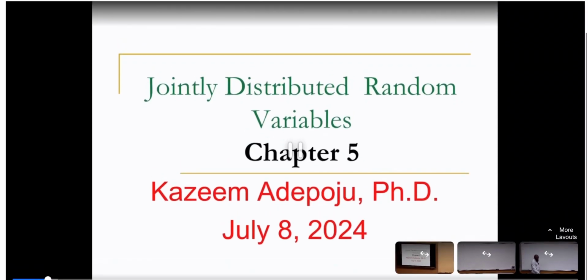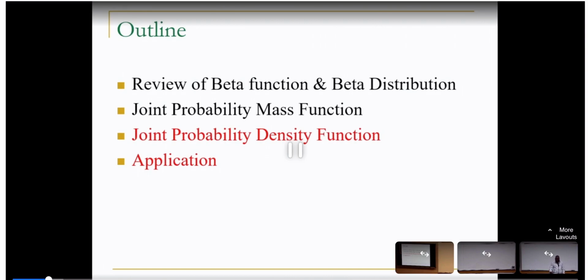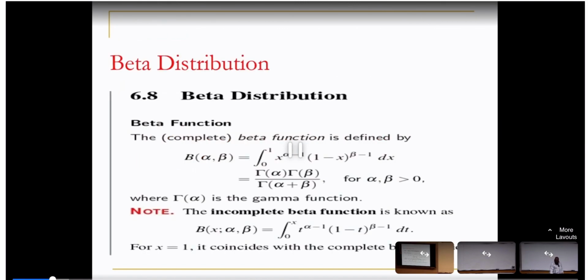Okay, but before we go into that, in the outline, because we've not really completed the beta function and beta distribution, I'm actually going to start from there. Then from there, I'm going to introduce you to the joint probability mass function and joint probability density function. Then I'm going to move into application. But let me first go to the beta distribution.